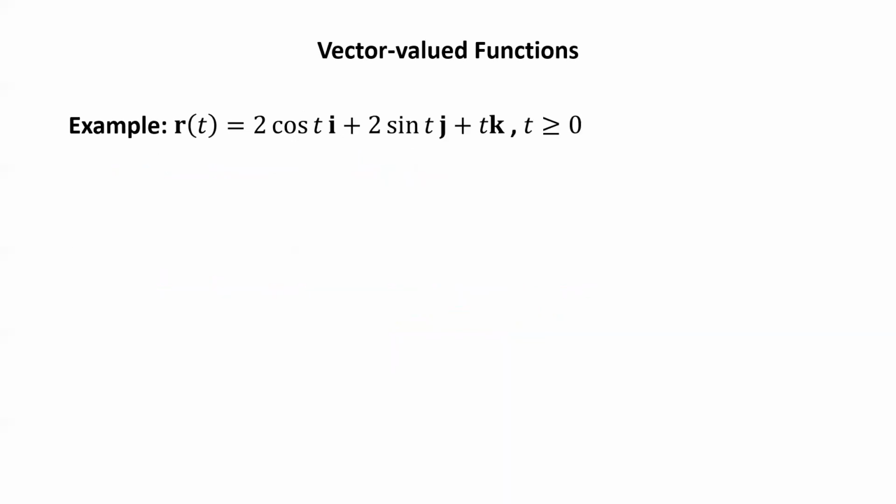Okay, another example. Here's a vector-valued function, r of t equals 2 cosine t i plus 2 sine t j plus t k for t greater than or equal to 0. Let's sketch the graph of this vector-valued function. You may want to pause the video and try this yourself before I do it. As a hint, you may want to try to eliminate the parameter using some trigonometry in order to find a surface on which the curve is located. Go ahead and pause the video and try it yourself.